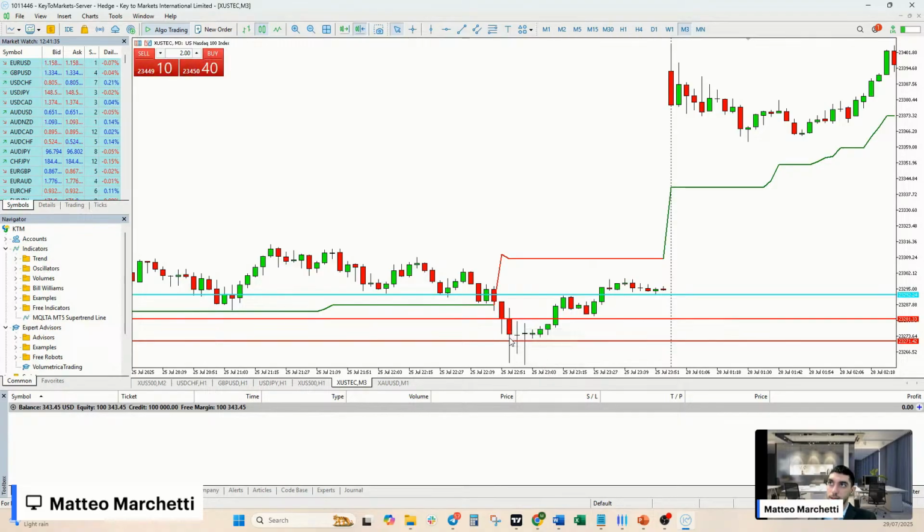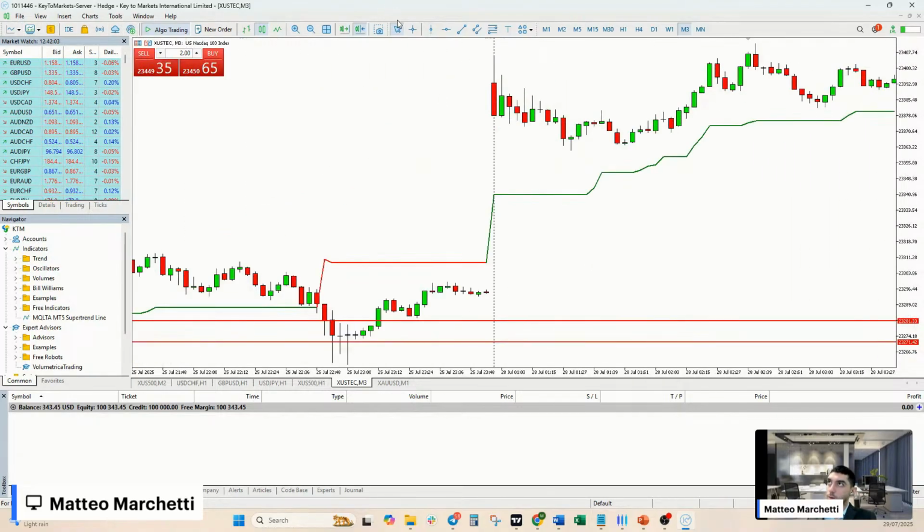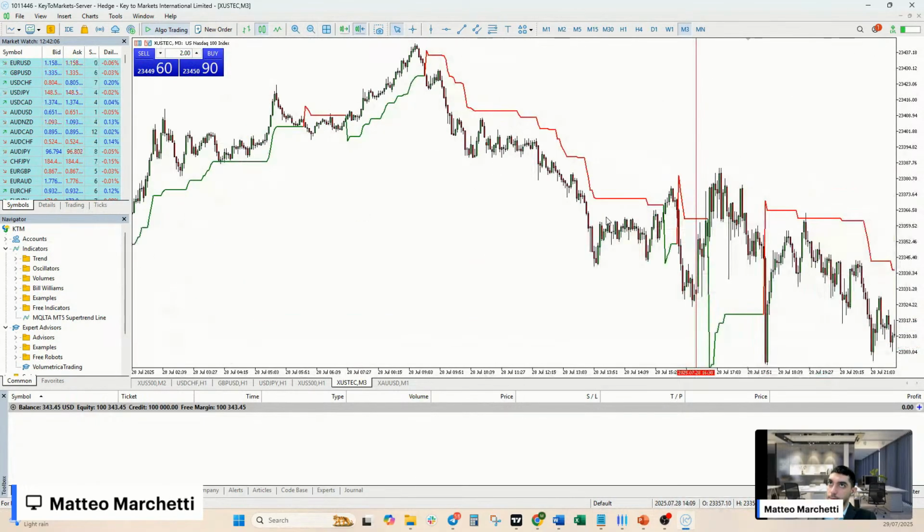As soon as my first take profit is hit, I'm going to move my stop loss to break even, and the stop loss is going to be hit exactly here. So even in this case, I have the first trade in profit, the second trade stopped out at break even, but I'm not losing. This is a very important thing, a key thing for prop trading.